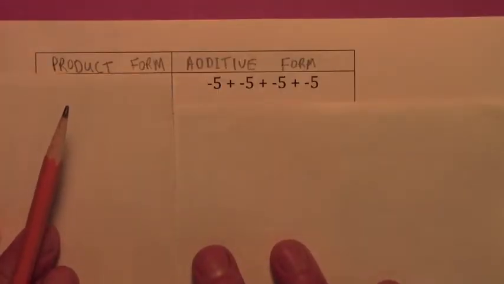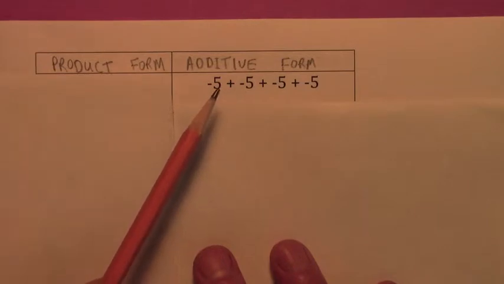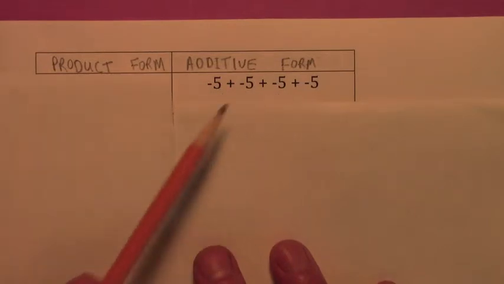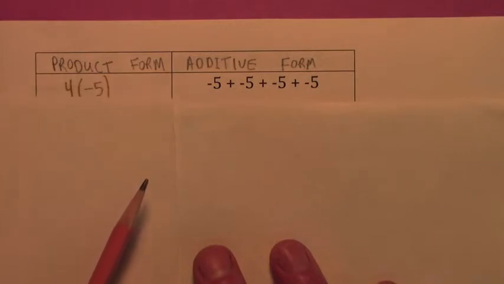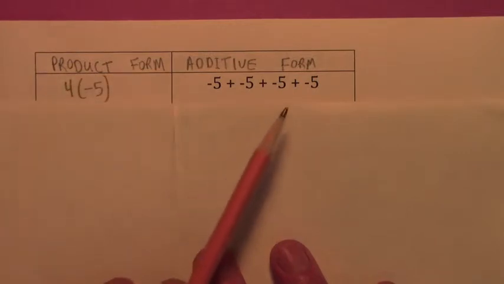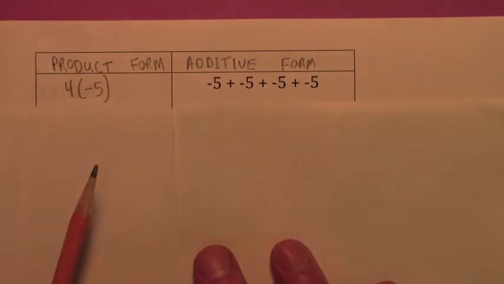Okay, let's keep on going here. Again, we're going from product form to additive form and vice versa. And this one, I'm giving you the additive form. -5 plus -5 plus -5. How would you write that as a product? Well, the only way I would think would be you have 4 terms, right? -5 is added to itself 4 times, so that would be 4 times -5.